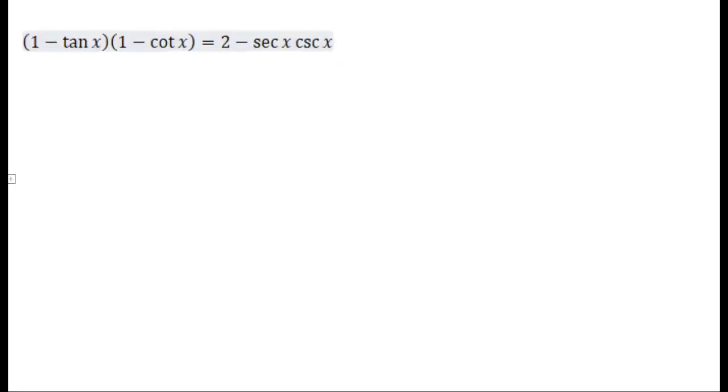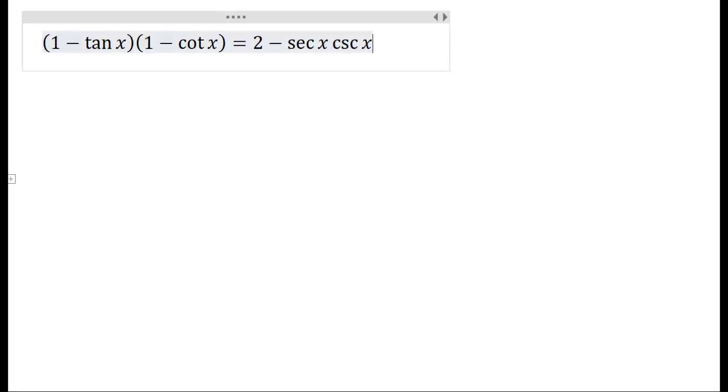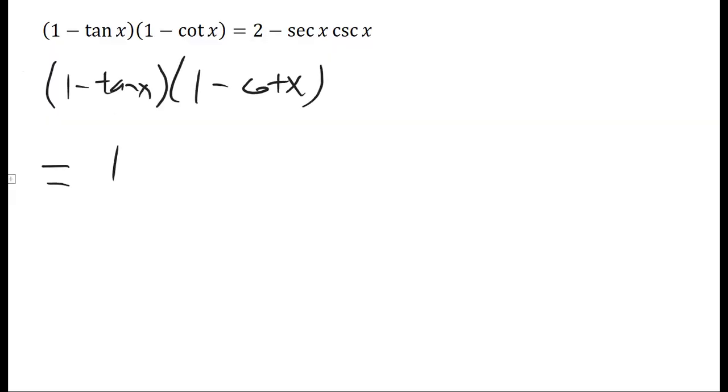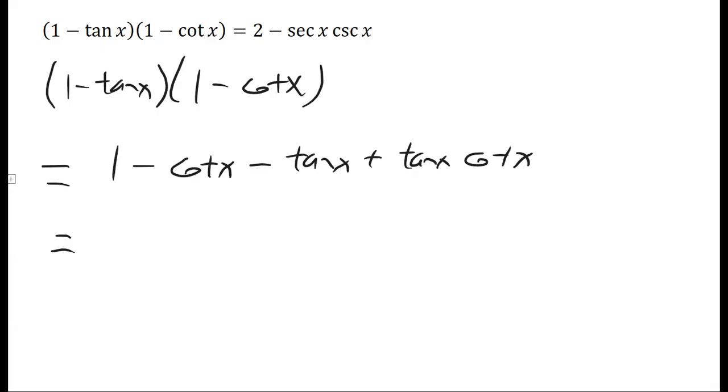All right, next, number 8: 1 minus tangent x times 1 minus cotangent x equals 2 minus secant x cosecant x. Okay, so I'm thinking let's work on the left-hand side. We can FOIL it out. So this becomes 1 minus cotangent x minus tangent x plus tangent x cotangent x. Tangent x times cotangent x just gives us 1. So then this would be 2 minus cotangent x minus tangent x.